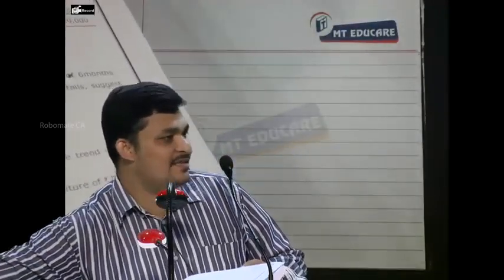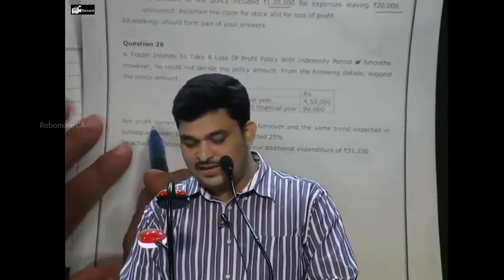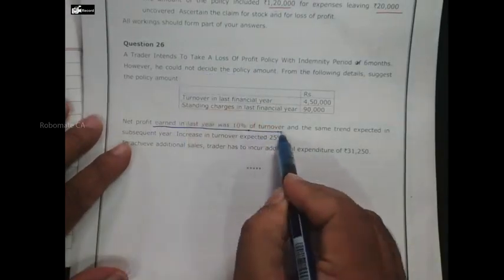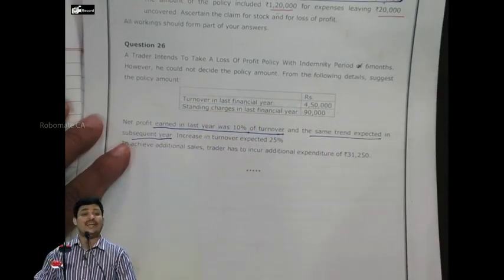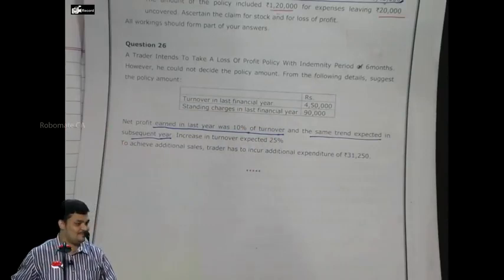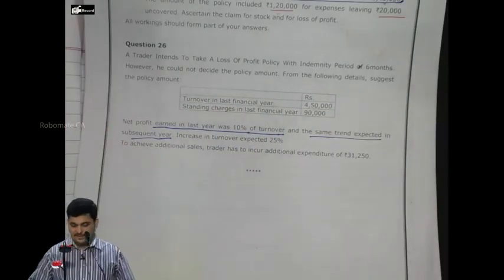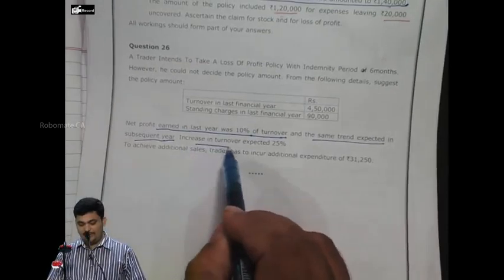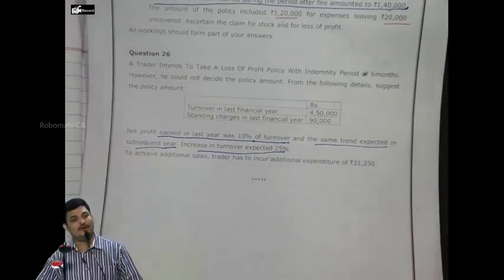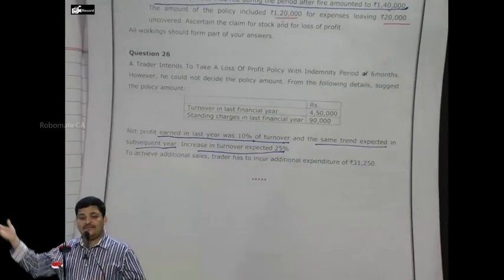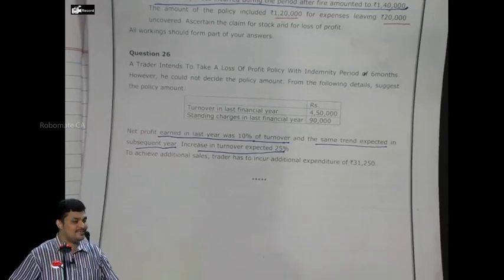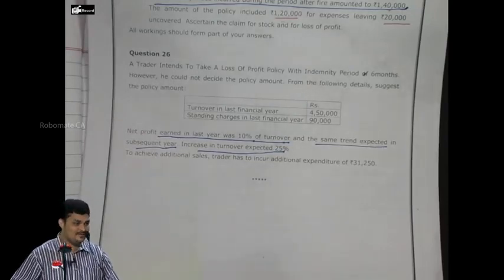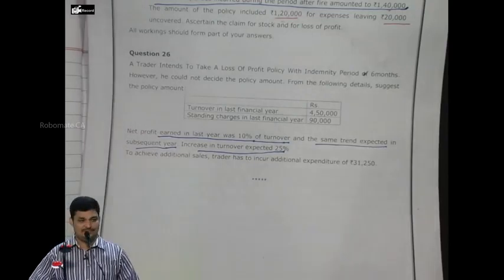The only place where you should not be confused is that net profit earned in last year is 10% of turnover, and the same trend expected in the subsequent year. It is not the net profit ratio that will be expected, it is the gross profit ratio. Please understand, increase in turnover will be 25%. Same trend will be there in future. Now the price level remains the same and the gross profit ratio will remain the same, not the net profit ratio. Understand? So the net profit ratio can't be the same.